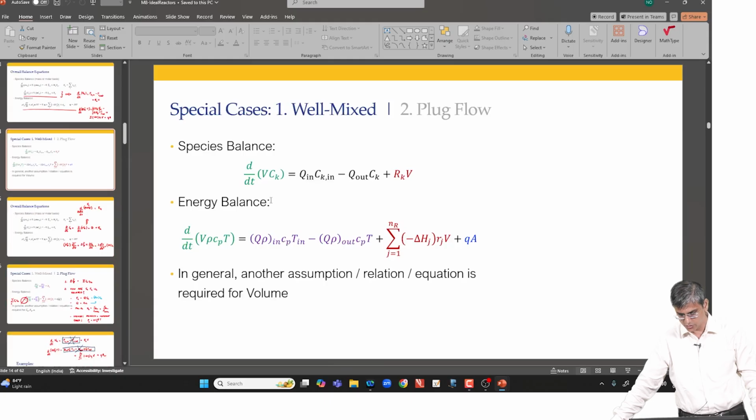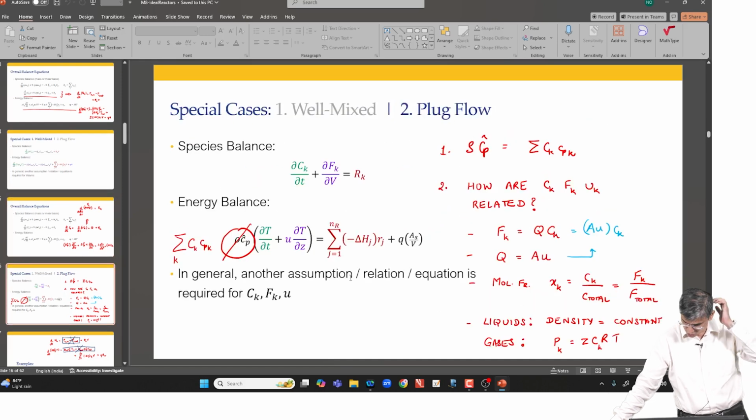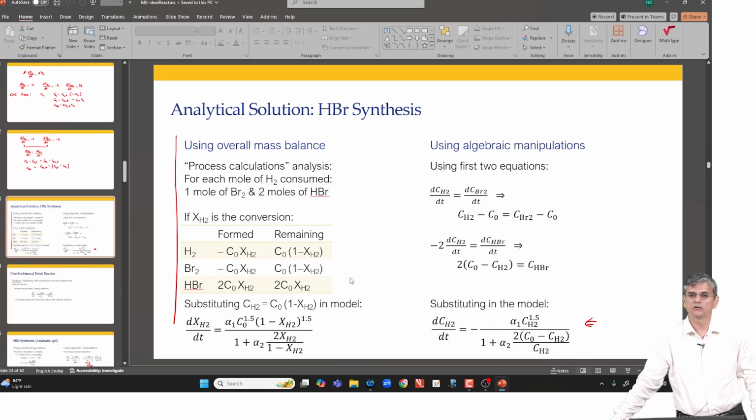Your dVCk by dt equals this. If it is well mixed steady state, your green term is 0. If it is batch reactor, your black terms are 0. V, rho, Cp and all those are the terms that will be given to you. In what form you want to solve these equations is really up to you, whether you want to keep it in concentration form, conversion form, or extent of reaction form.